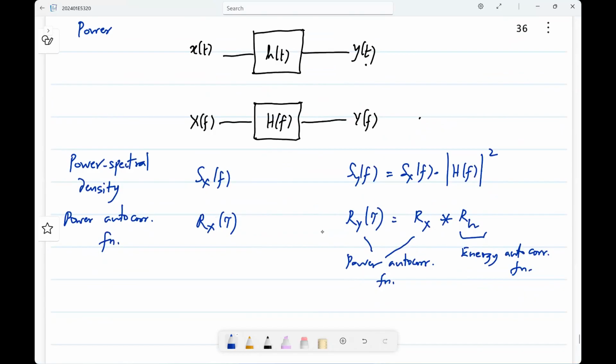Okay. Any questions here? This part is easy, right? Also, the other thing is, just like variances, if you have power spectral densities from uncorrelated sources, to get the total power spectral densities, you simply add up the power spectral densities.